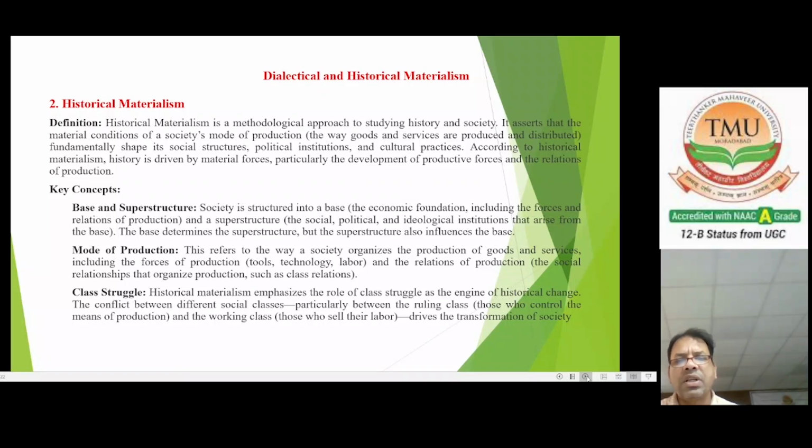Society is structured into two parts: the base, that is the economic foundation including the forces and relations of production, and the superstructure, the social, political, and ideological institutions that arise from the base. The base determines the superstructure, but the superstructure also influences the base. Mode of production refers to the way a society organizes the production of goods and services, including the forces of production, tools, technology, and labor, and the relations of production, the social relations that organize production, such as class relationships.